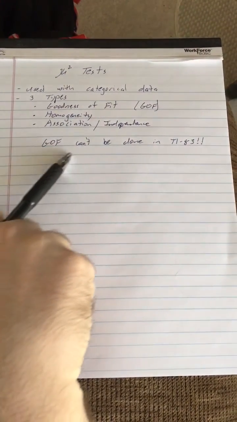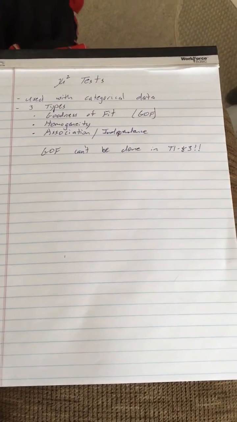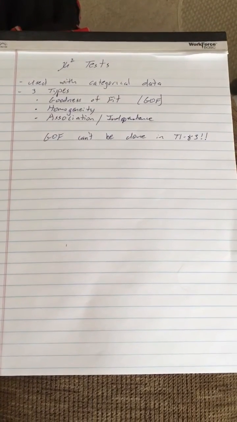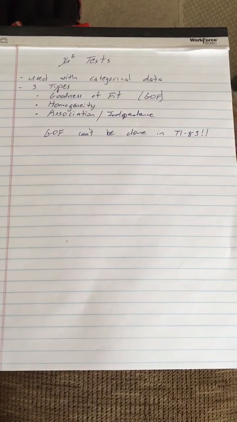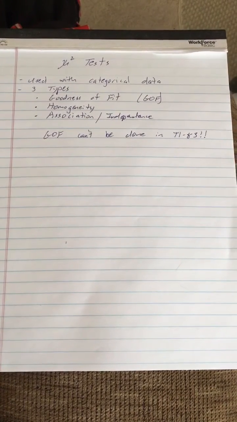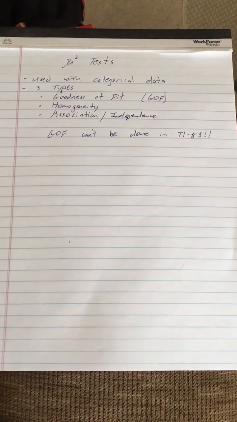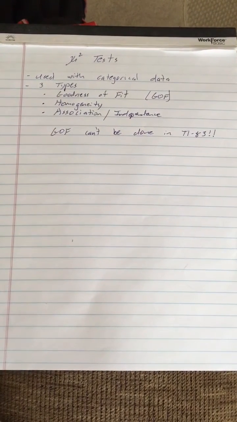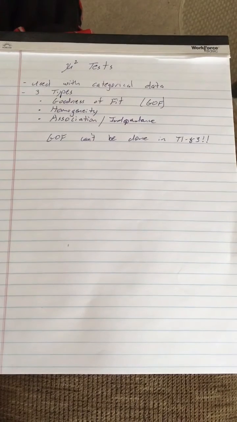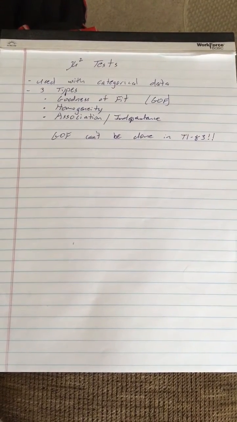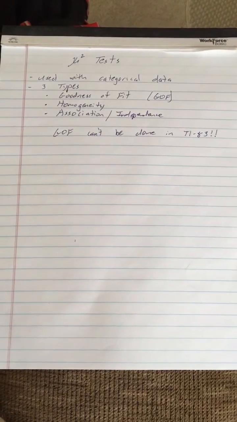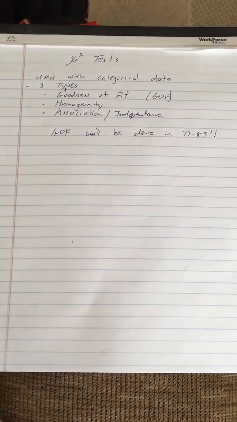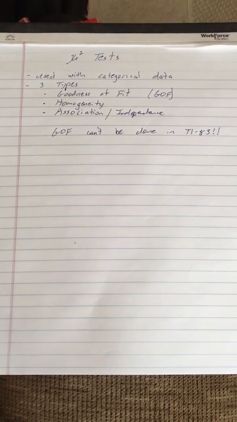Now, the goodness of fit cannot be done in the TI-83. I told you guys at the very beginning of the year that you were going to want to rent a TI-84 because the TI-83s do not do everything. We've seen already that there are some things the 83s can't do, but this is the big thing that it cannot do. If you are doing a goodness of fit test and you're using a TI-83, you're going to have to find the chi-squared value by hand because the calculator cannot do it. But if you've got an 84, you're in luck.